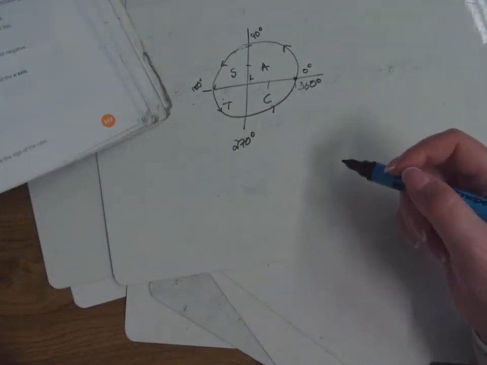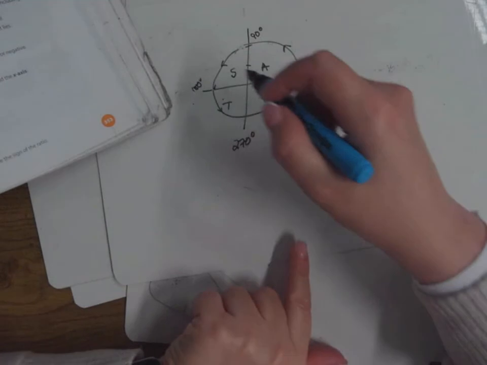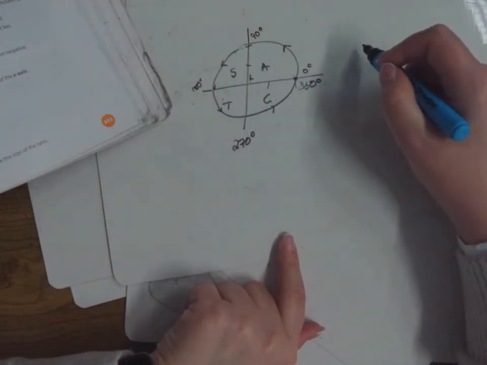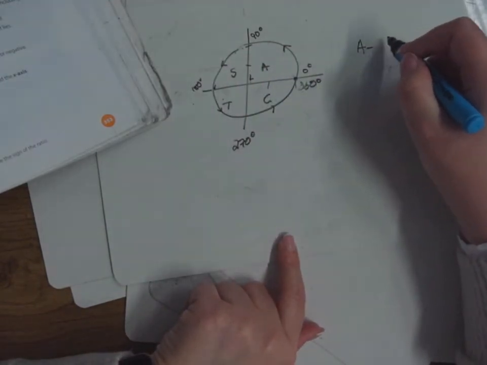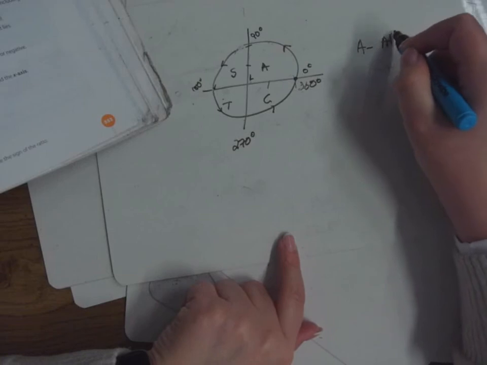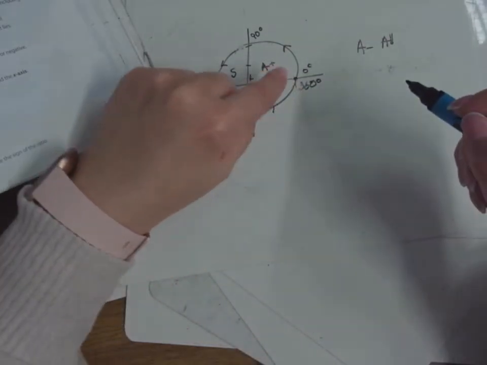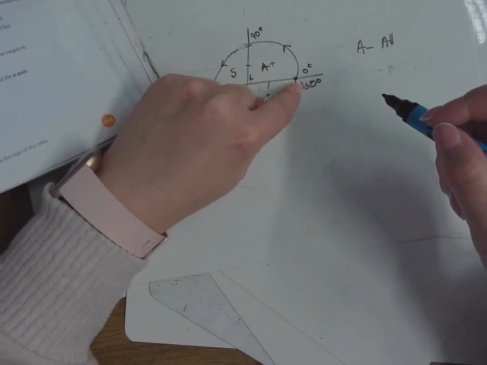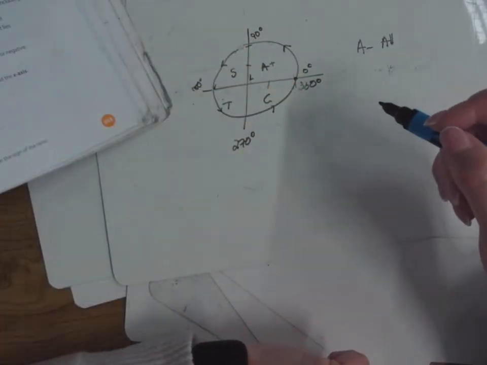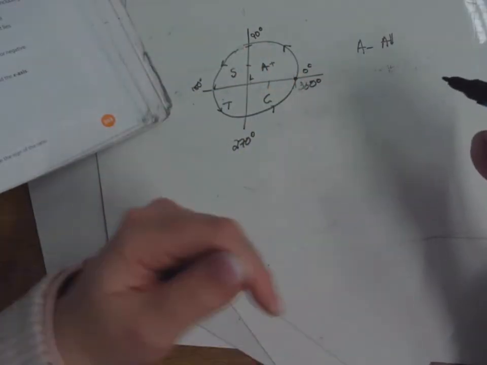What this means is A stands for all. So if you have an angle in the first quadrant, as in if you have an angle between 0 and 90 degrees, sine, cos and tan are all positive. The whole lot of them are positive, right?